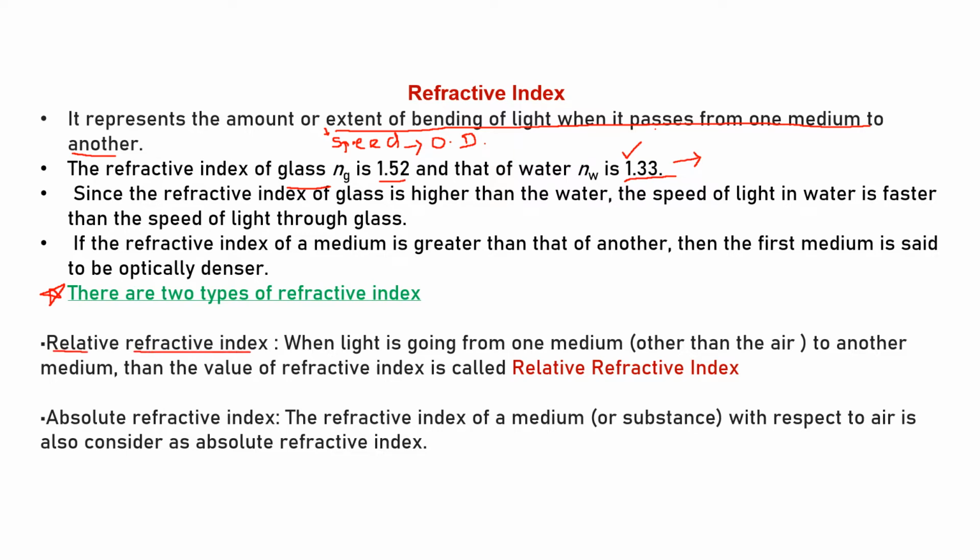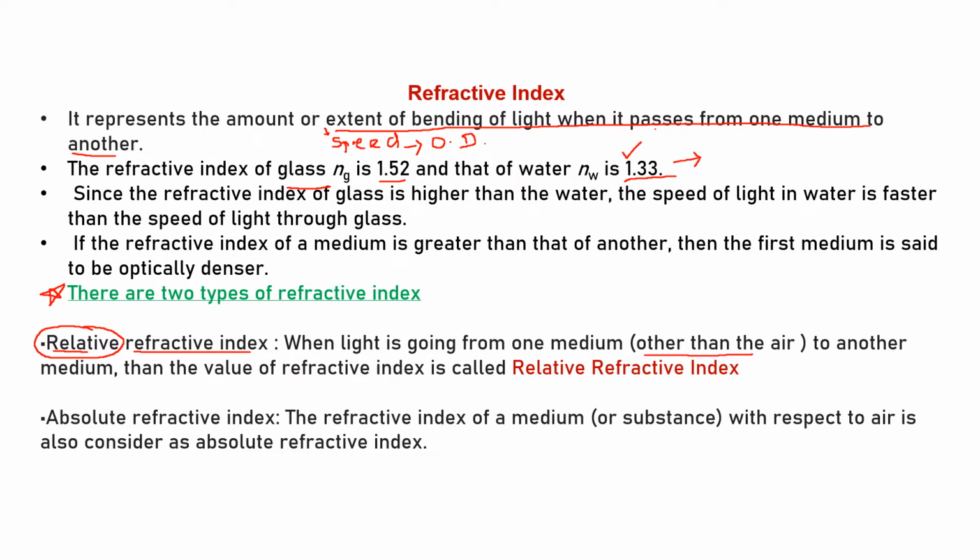The word relative means we have to relate two things, because we need to set a relationship or compare the two things. So there should be two media in relative refractive index, right? Other than air, when light is going from one medium to another medium, the value of refractive index is called relative refractive index.